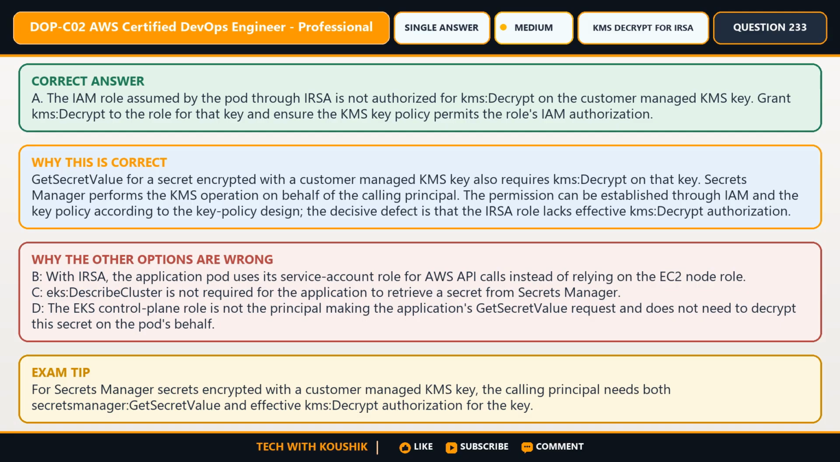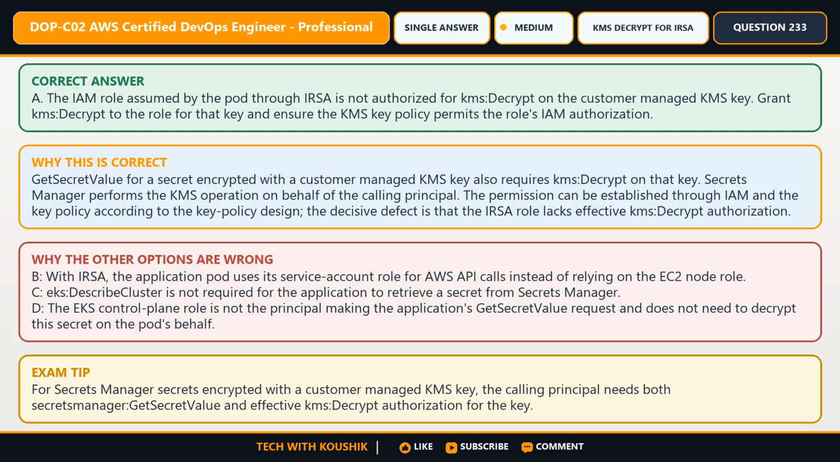The main reason is that GetSecretValue for a secret encrypted with a customer managed KMS key also requires kms:Decrypt on that key. Secrets Manager performs the KMS operation on behalf of the calling principal. The permission can be established through IAM and the key policy according to the key policy design. The decisive defect is that the IRSA role lacks effective KMS decrypt authorization.